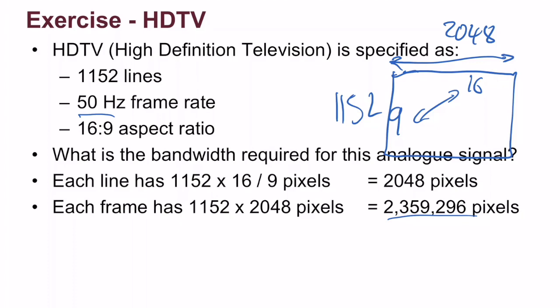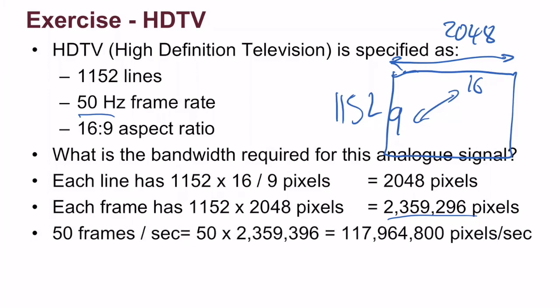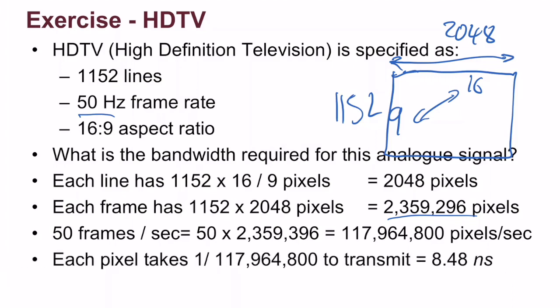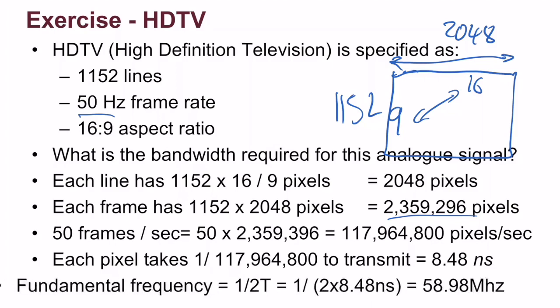So now we're going to have 50 full screens worth of pixels to be sent every second. So if we times that by 50, we end up with about 118 million pixels per second being transmitted to make up our full picture. That's about a factor of 10 jump from our previous. So we're now down to about 8.5 nanoseconds for each pixel to be transmitted.